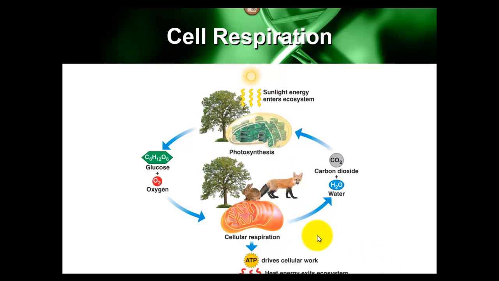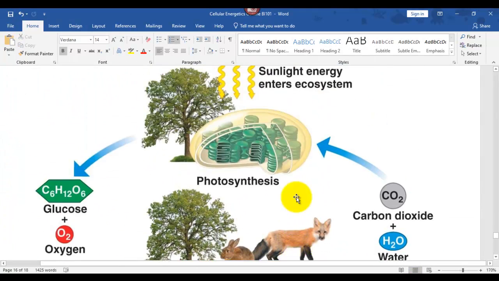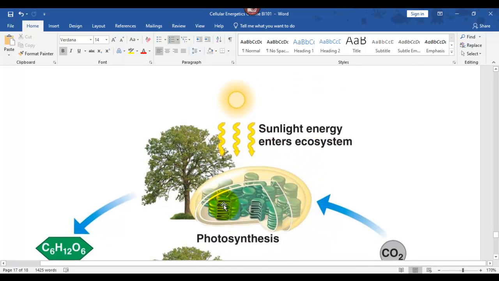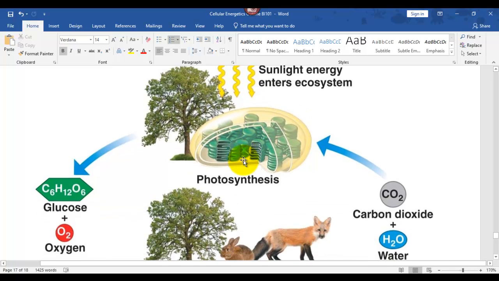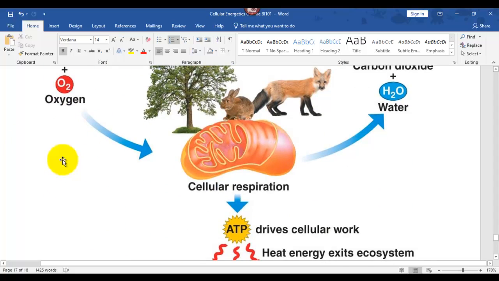All right, see that? In fact, I think I liked it so much I put it in here twice. I did. Here's energy from the sun. Sunlight energy enters the ecosystem. So here are the granum, stacks of thylakoid with chlorophyll inside of a chloroplast. So green tree. Absorbs light. Remember, plants produce glucose and oxygen.